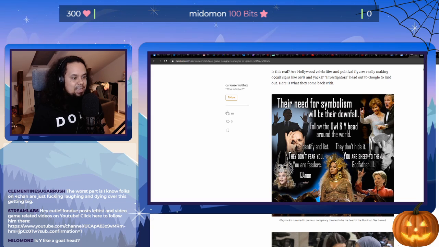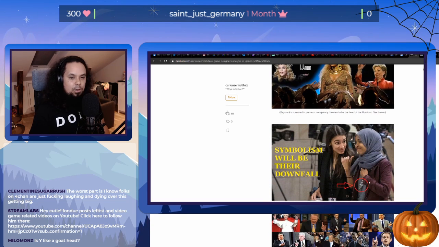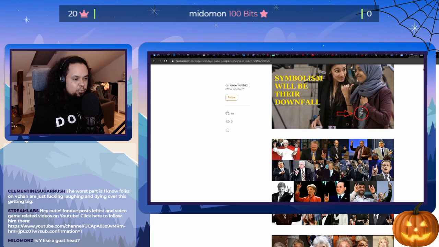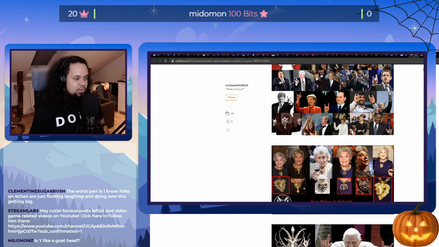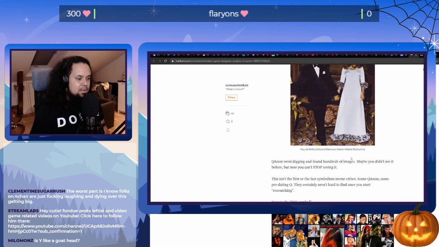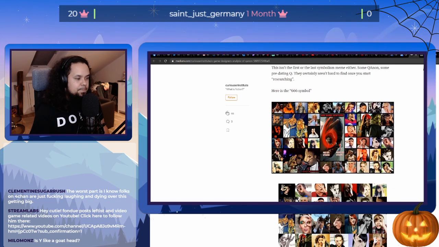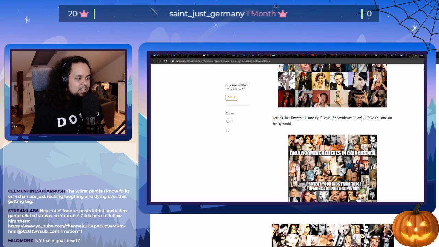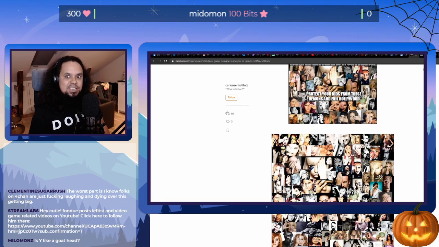And this is a Q conspiracy image. Their need for symbolism will be their downfall. Horns, horns, horns. Why? 6. There's the owl. Ilhan Omar. She has an owl pendant. The horns. Everywhere the horns. Goat head, goat head, goat head. It's everywhere. The number 6. Hand gesture. Everyone's doing it. Only a zombie believes in coincidence. Protect your kids from these demons in evil Hollywood. Everyone's in on it.